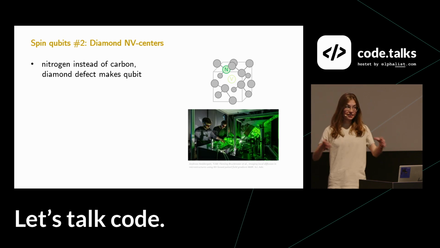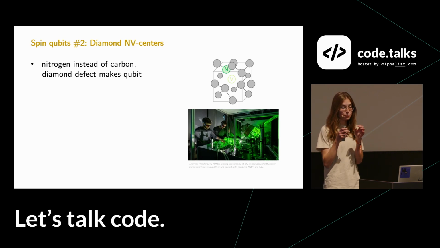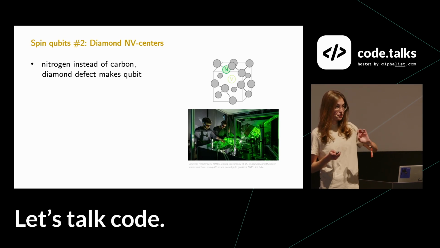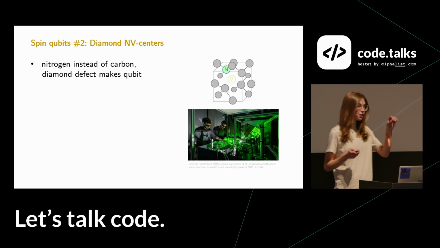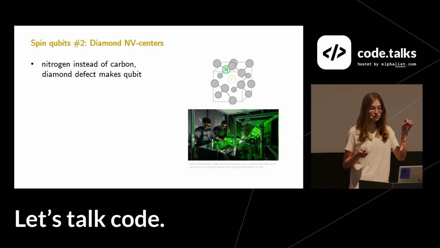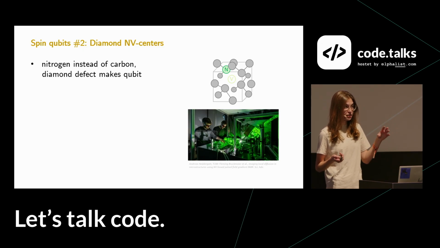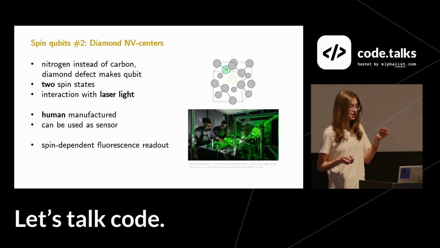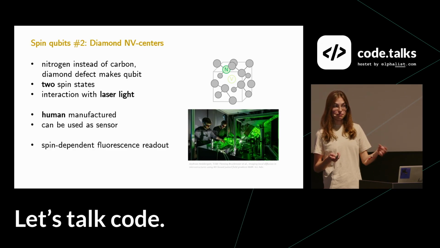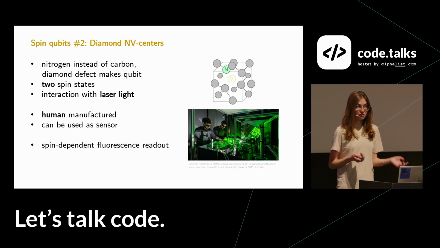What people do is we take diamond, and then you kind of have to put in some impurities. These are nitrogen impurities often, and then you leave a hole in the diamond. And with this hole, you can also use spin properties to make a qubit, since they have two different energy levels that give you the criteria you need. And this time, you have to shoot in laser light instead of microwave light. It's human manufactured as well, but it can also be used as a sensor.